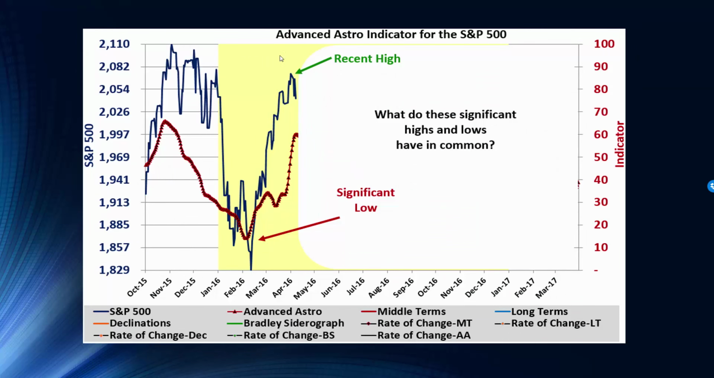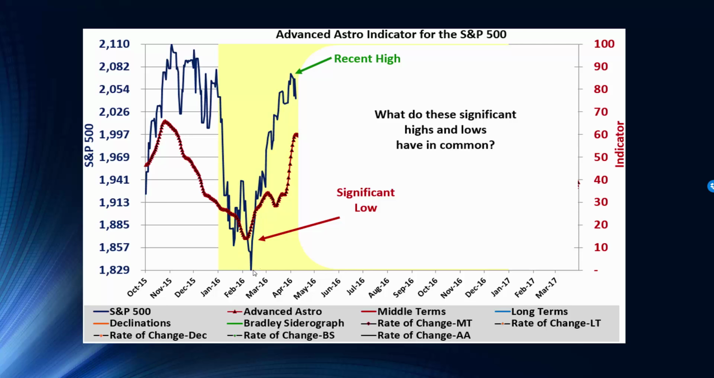Okay, so right here we see a graph of the S&P 500. That's the blue line that you see here. And we also see a graph of the Advanced Astro Indicator for the S&P 500, which is this red line right here. And if you look, you can see that for the year 2016 so far, we have a pretty significant low around the middle of February, and we also had a recent high a few days ago. So what do these two things have in common?